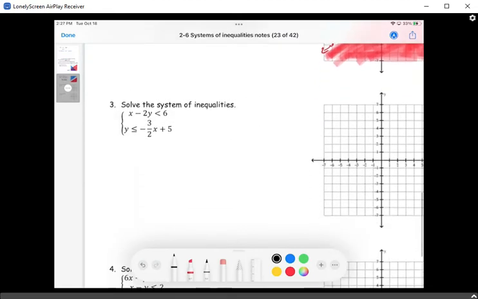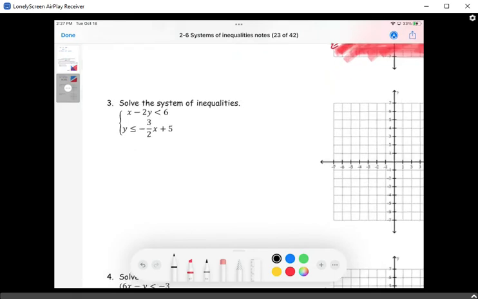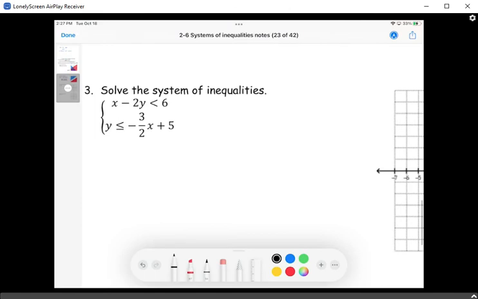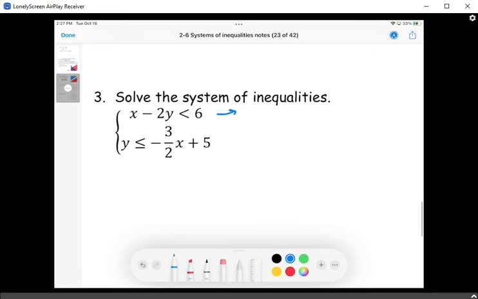Go on now to number 3. We're going to do number 3 right here and call it a day. Okay? You can see the problem immediately right off the bat on number 3 is that this top inequality does not already have y by itself. So we need to make that happen.